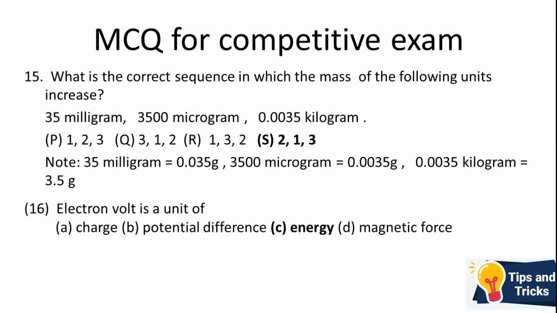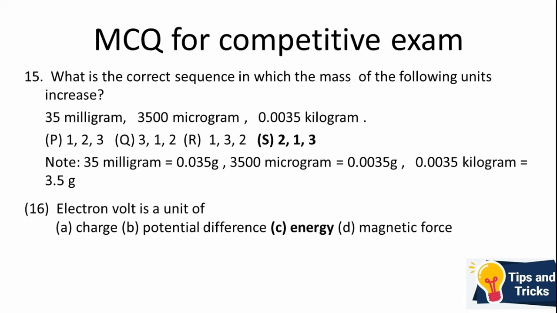So now let us move on to question number 15. What is the correct sequence in which the mass of the following units increase? Number 1, 35 milligram, number 2, 3500 microgram, number 3, 0.0035 kilogram. The solution for this problem will be easy if we convert the different units into one single unit.